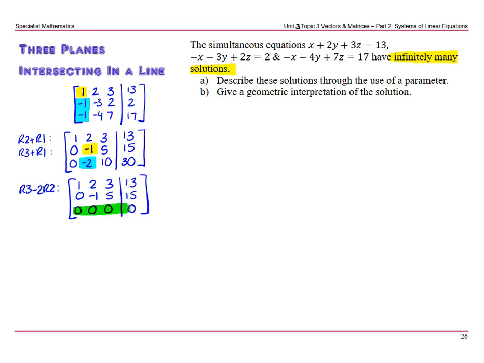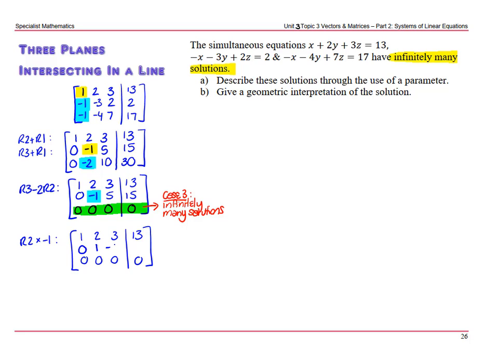Now this is interesting. We have a line of zeros. That's case 3, infinitely many solutions. Okay, 0 always equals 0. That's fine. It'll always be the case at infinitely many solutions. Now we're going to keep going just a little bit to make our lives a little bit easier. So first of all, I'm going to look at that negative 1 and make it 1. So I'm going to go row 2 times by negative 1. So I have 0, 1, negative 5, negative 15.